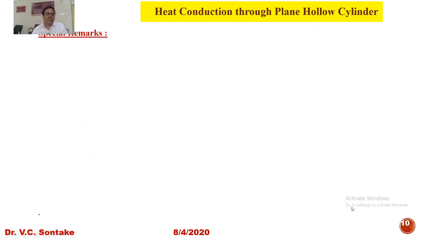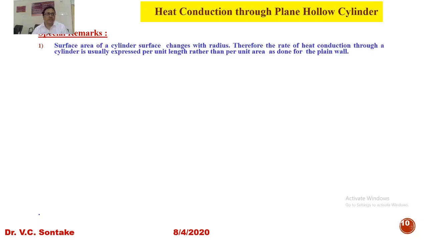Now let us discuss some salient points about heat conduction through a cylindrical wall. The very first salient point is that the surface area of a cylindrical surface changes with radius. Therefore, the rate of heat conduction through a cylinder is usually expressed per unit length rather than per unit area, as in the case of a plane wall. So if I have to consider the heat transfer rate, I will always consider it per unit length in the case of a cylinder.